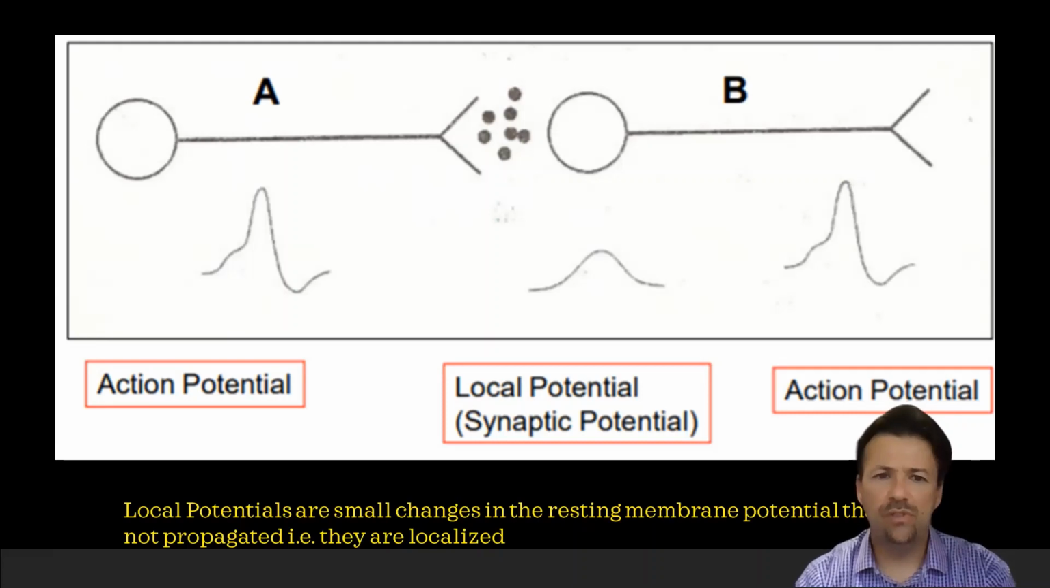What's the difference between the two? Well, a local potential is usually a much smaller change in the resting membrane potential. And local potentials cannot be propagated, or they cannot travel over long distances. That's why they're called local potentials. They stay very close to their point of origin. And as they begin to move away from their point of origin, they get much smaller and eventually disappear.